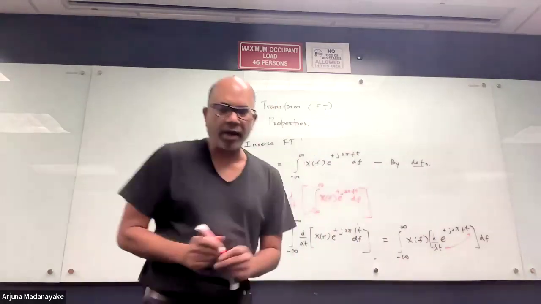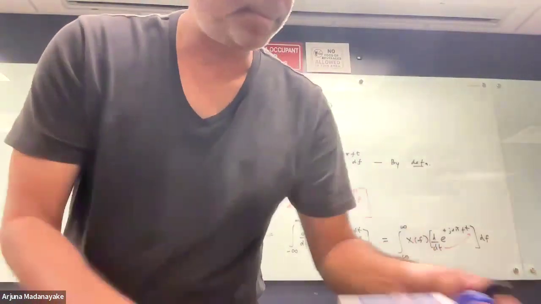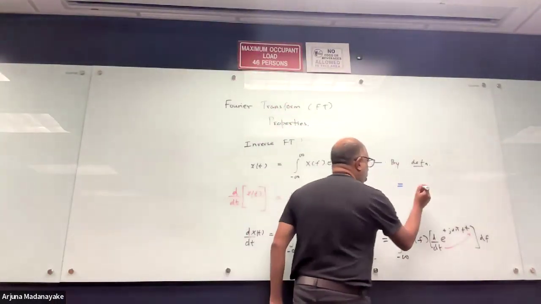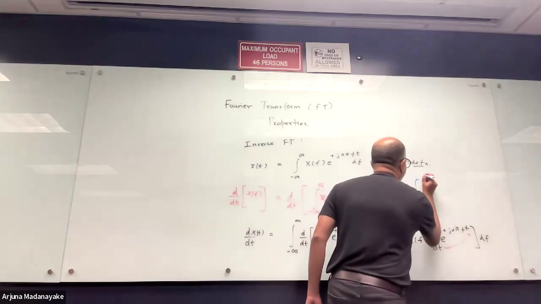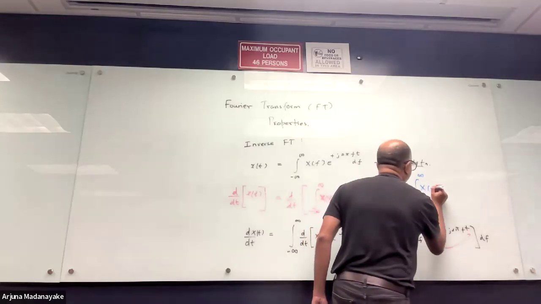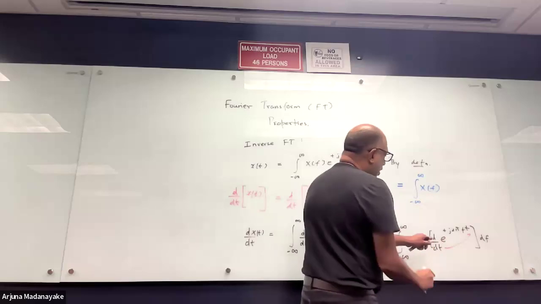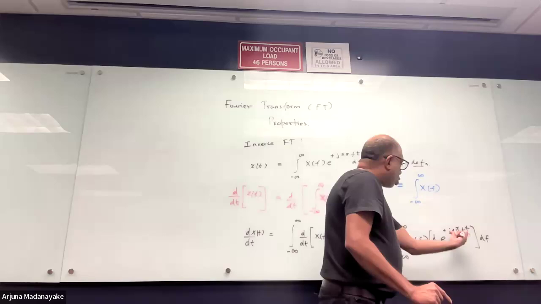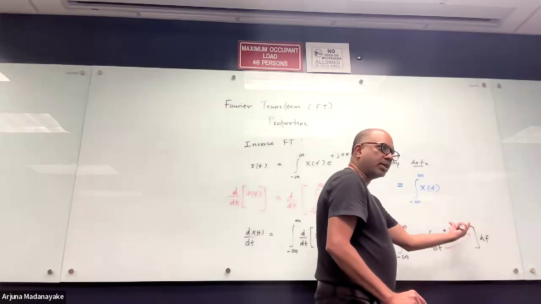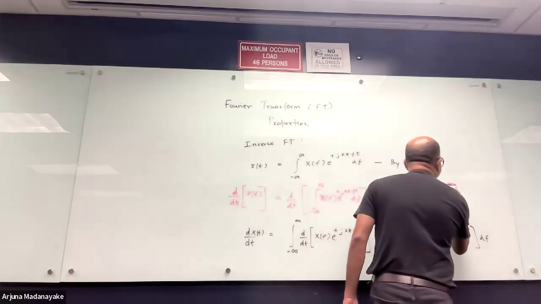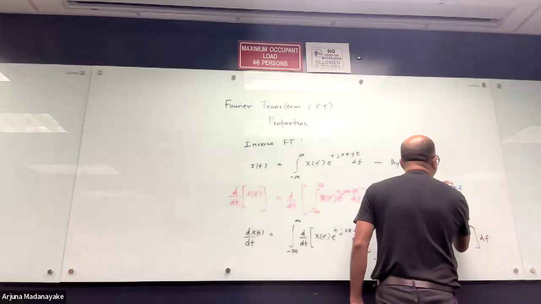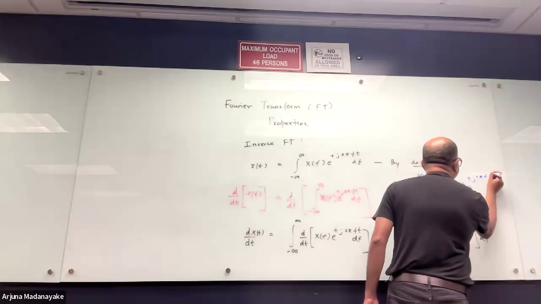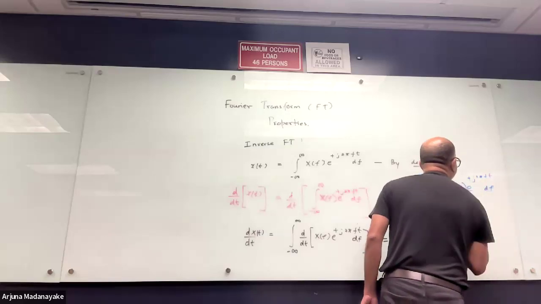So let me write the answer. It's a little tricky until you get the hang of it. So I'm going to write the answer here. So integral, this remains the same, x of f, right? When I differentiate e to the j2 pi ft against t, this 2 pi f looks like a constant, right? So I get j2 pi f out, then e to the plus j 2 pi f t df.